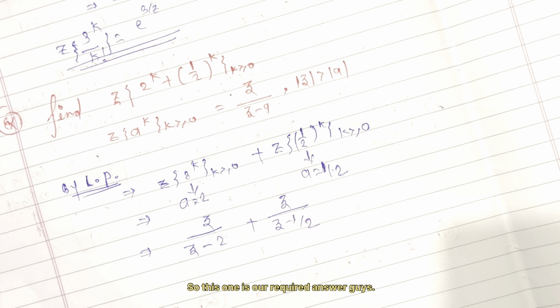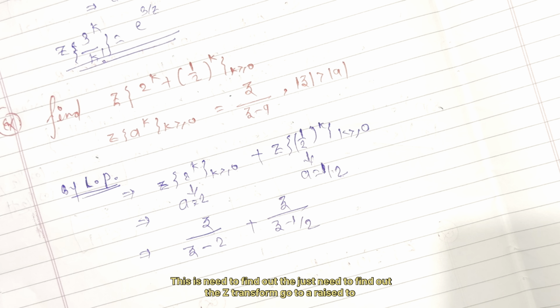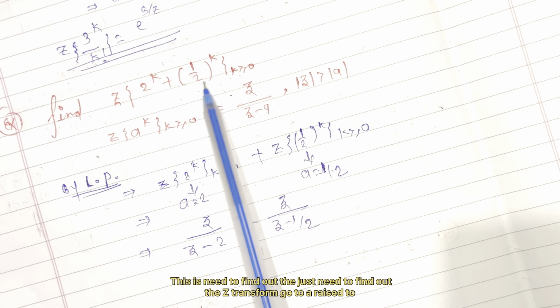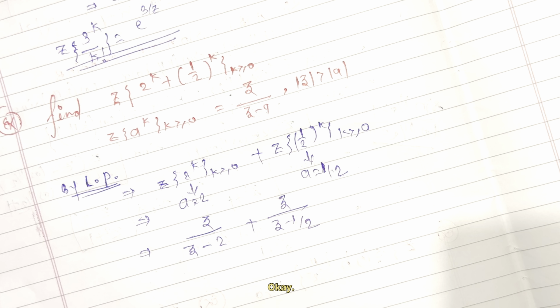So this one is our required answer, guys. We don't have anything more. We just needed to find the Z transform of 2 raised to K plus 1/2 raised to K, which gives us Z upon Z minus 2 plus Z upon Z minus 1/2.